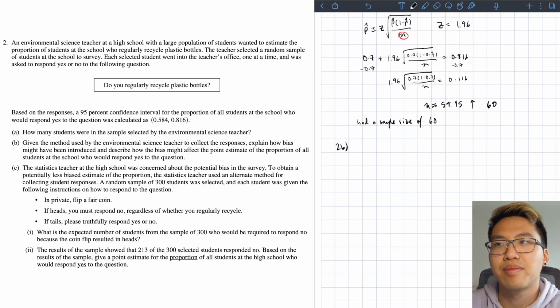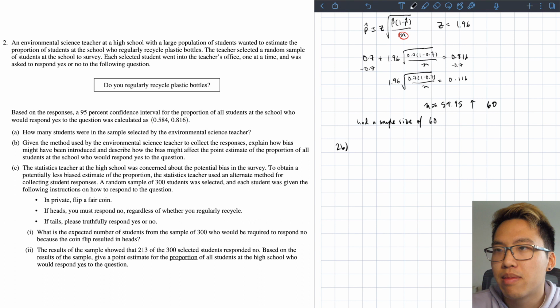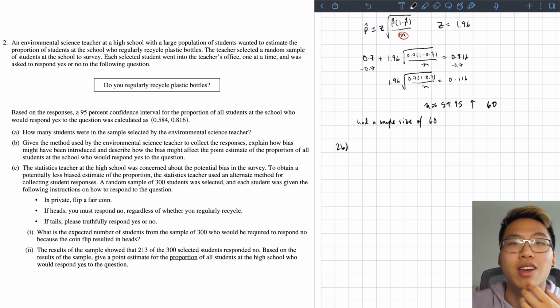Next part. So the next question asks, given the method used by the environmental science teacher to collect the responses, explain how bias might have been introduced and describe how the bias might affect the point estimate of the proportion of all students at the school who would respond yes to the question. Oh, okay, so this is interesting.